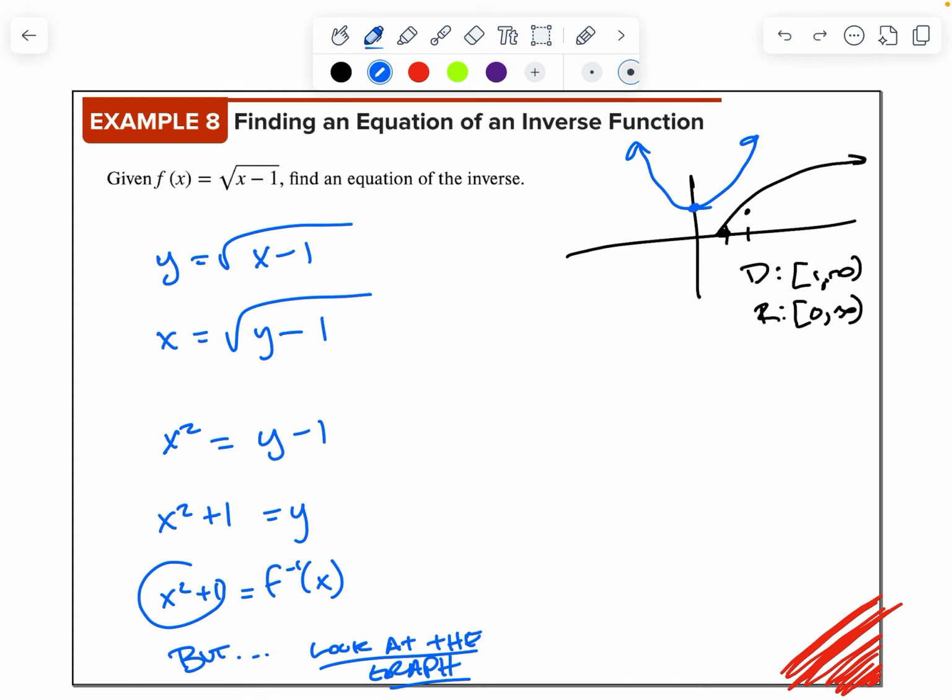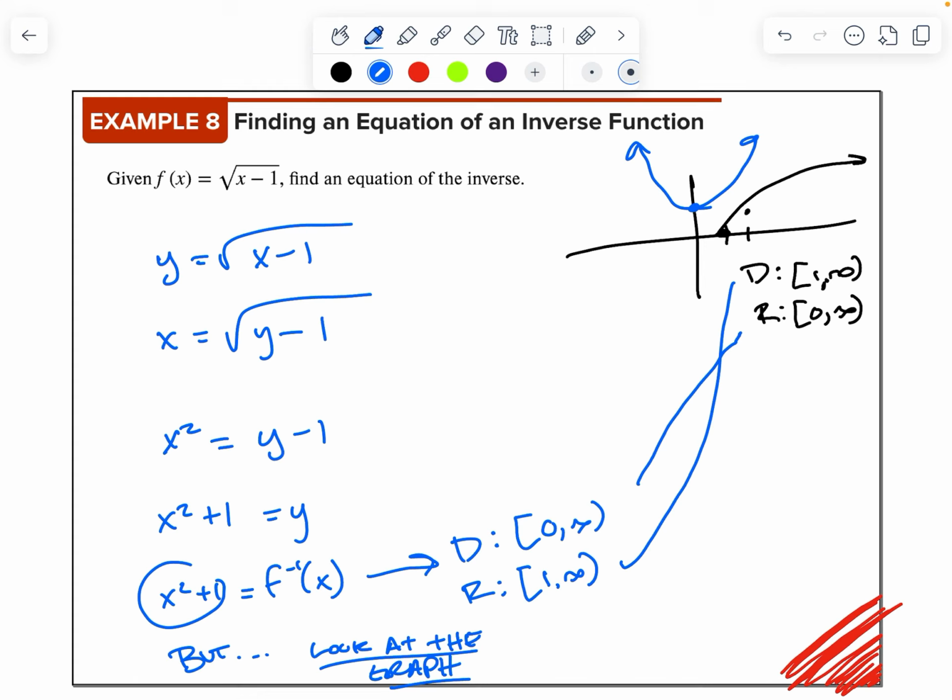Again, we want the domain and range to reflect each other. So we want the domain of our new function to be everything from 0 to infinity. We want the range to be everything from 1 to infinity. All I'm doing is taking this and matching them up. They should reflect each other. The domain of one should be the range of its inverse. The range of one should be the domain of its inverse.